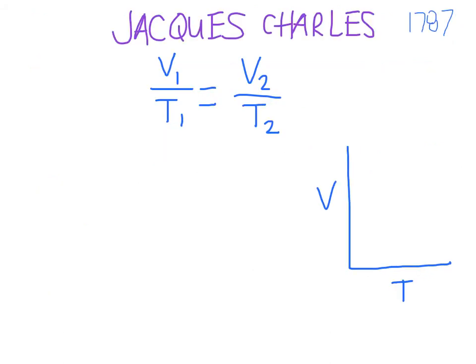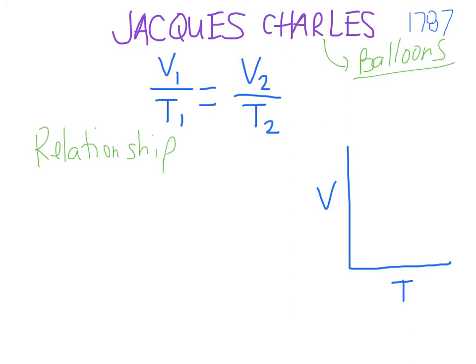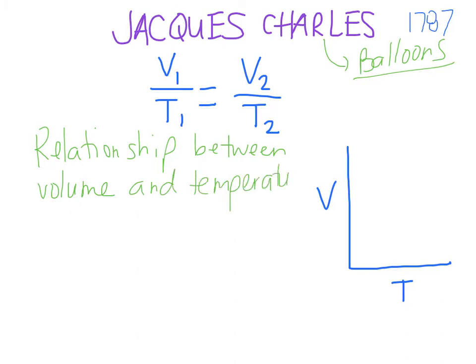The next scientist in 1787 was a French scientist by the name of Jacques Charles, and this is the guy that whenever you see his name, you automatically need to think of balloons, because he studied balloons and the relationship between volume and temperature. So whenever you're talking about balloons and how they change size based on the temperature, you need to think of Charles. And so you can see the formula for this gas law is the initial volume divided by the initial temperature equals the final volume divided by the final temperature.